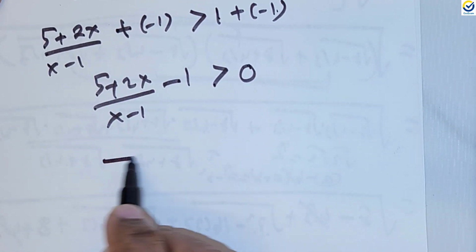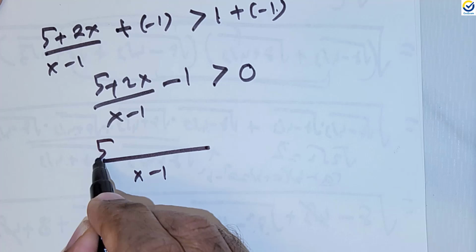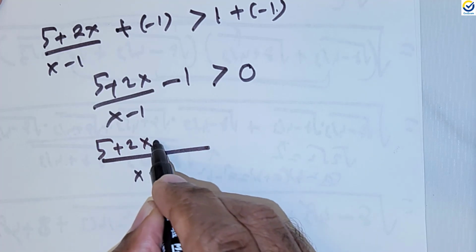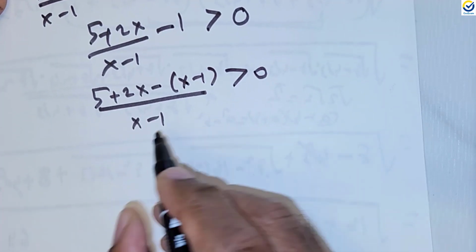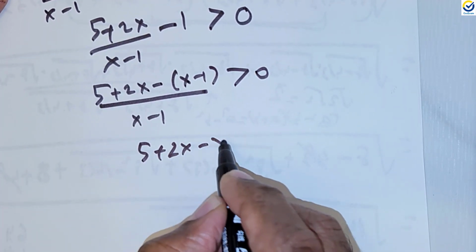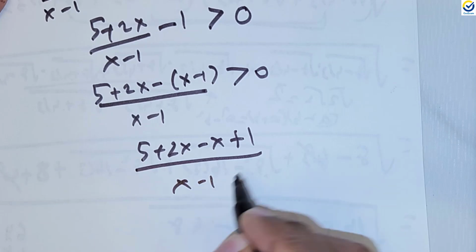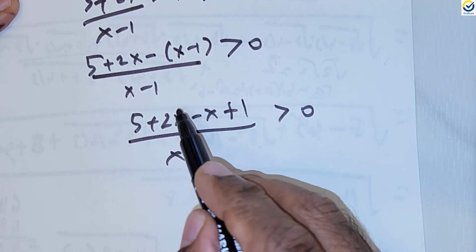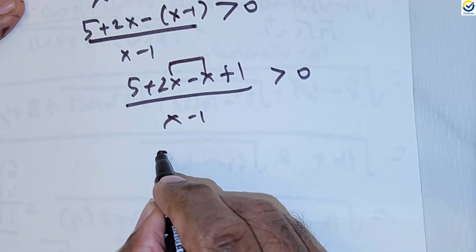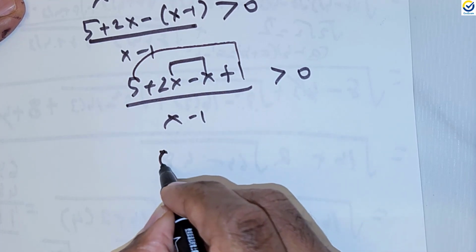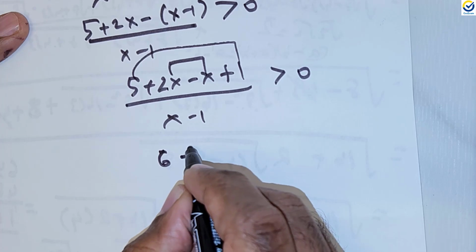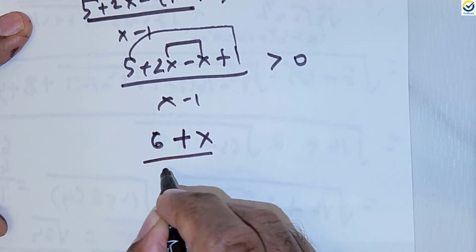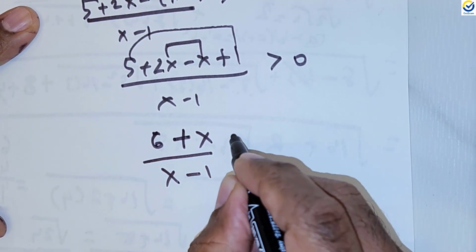Now we can take the LCM as x − 1. This would be (5 + 2x − (x − 1))/(x − 1) > 0. I can rewrite this as (5 + 2x − x + 1)/(x − 1) > 0. I can add these two together and these two together. This would give me (6 + x)/(x − 1) > 0.